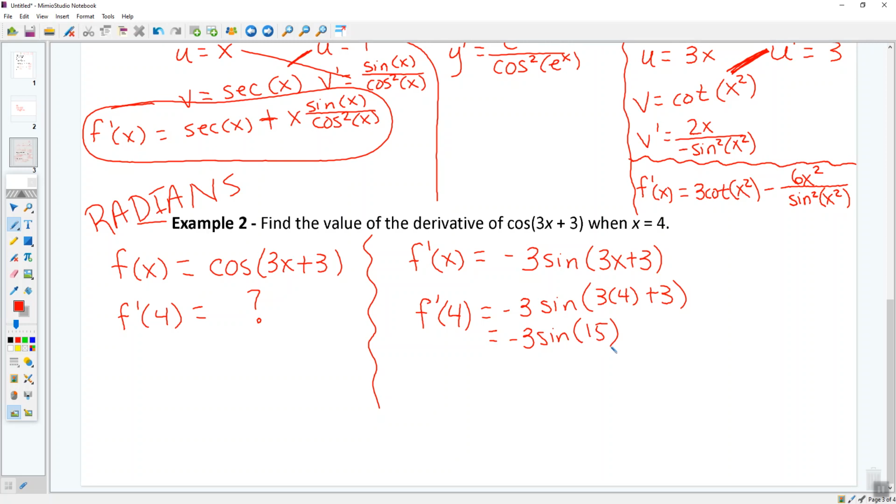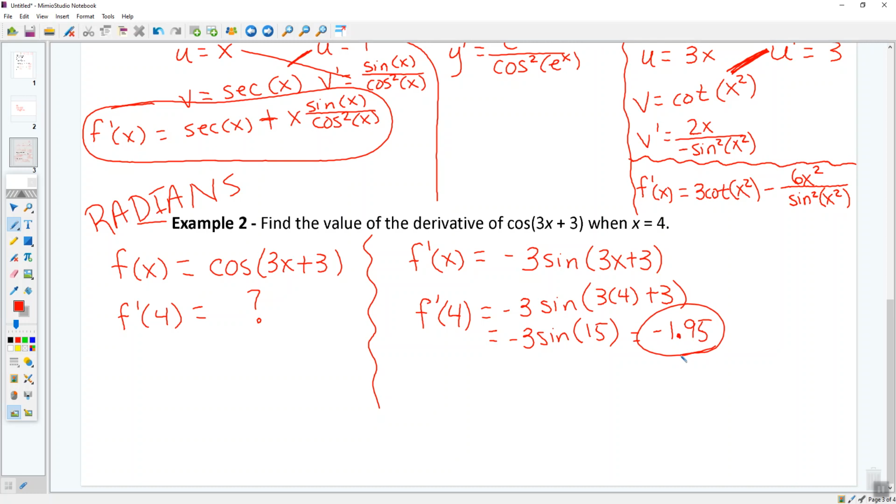Okay, by the way, how many radians are in a unit circle? 2 pi radians, right? 6.28, all right? Guys, we're going to take the sine of 15 radians and then multiply that by what coefficient out front? -3. Okay, what are you getting when you do that? -1.95. Is it negative 1.95 about? Yep.